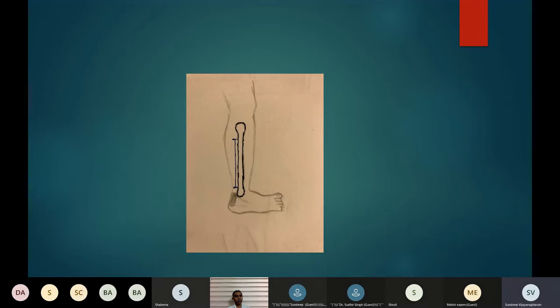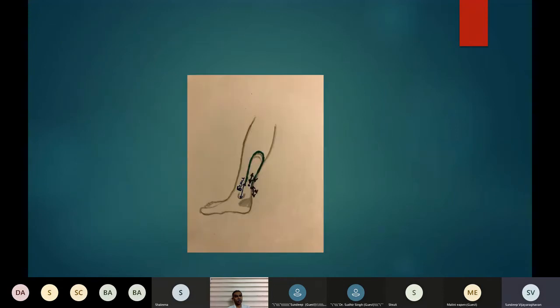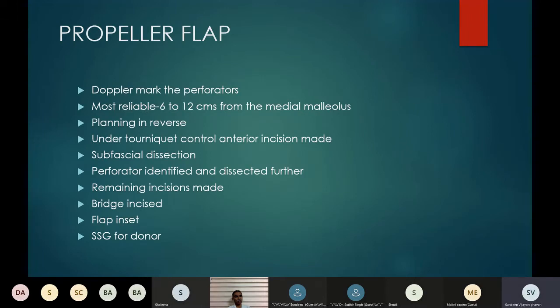My third option would be a propeller flap based on the posterior tibial artery perforators. So I would again do the planning in reverse. There are two sets of perforators, approximately 6 to 8 centimeters and 10 to 12 centimeters from the medial malleolus, where the most reliable perforators are. It would be ideal to base it on the distalmost, approximately 6 centimeters from the medial malleolus.